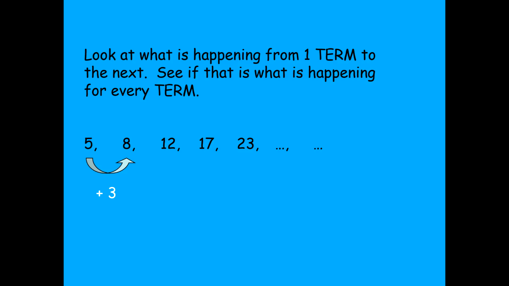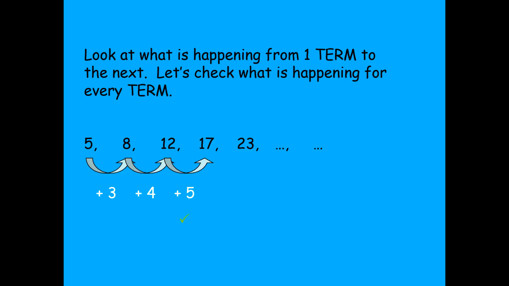Okay, let's look at what's happening here in term 1. We're jumping from 5 to 8, which means we're adding 3. Let's look at the next term, shall we? So, can you see the pattern here? It's plus the next number each time, getting bigger. So, the rule for the first term is plus 3. For the second term is plus 4. For the third term is plus 5.